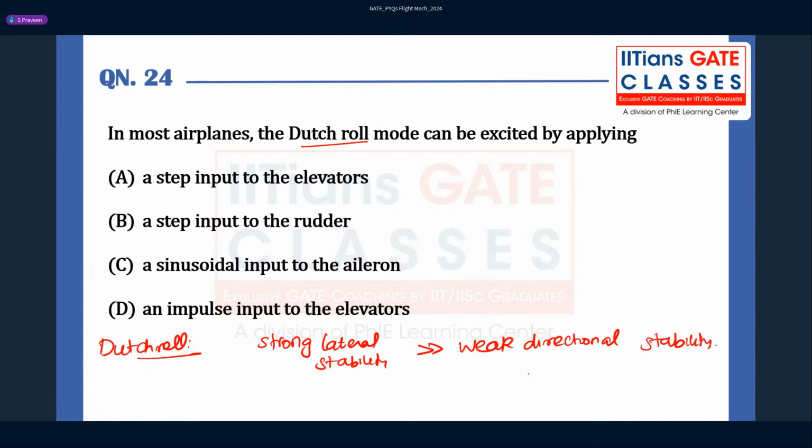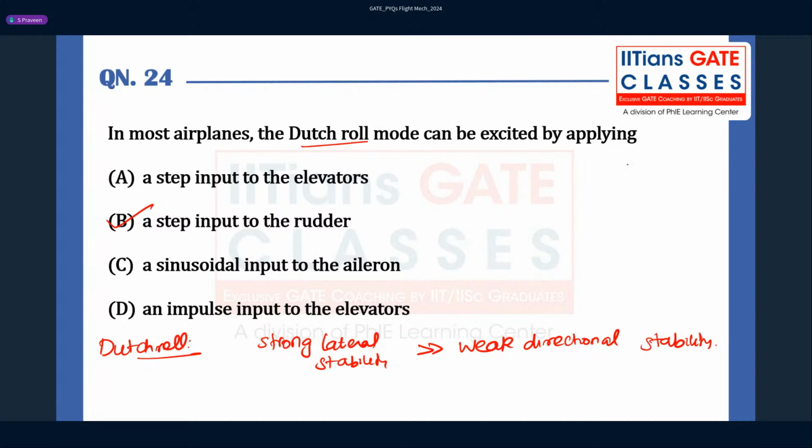Right? So it means it can ease a weak direction. So when there is a weak disturbance, it gets affected. So it means if you give a disturbance to the rudder, the Dutch roll is excited. So hence, the answer is option B here. So while giving a step input to the rudder, you basically ensure that you enter Dutch roll mode.